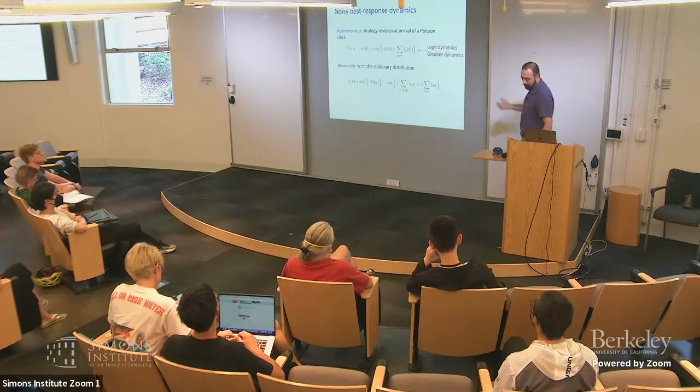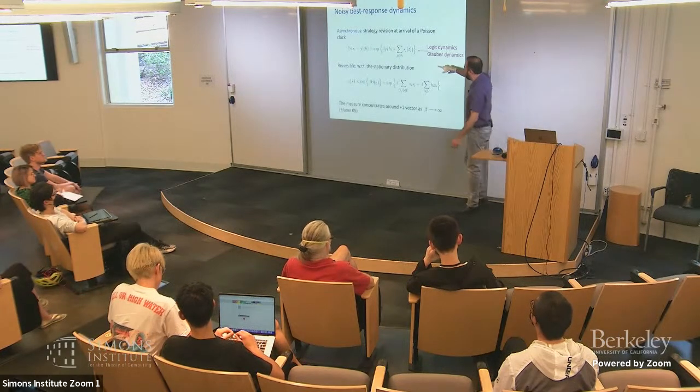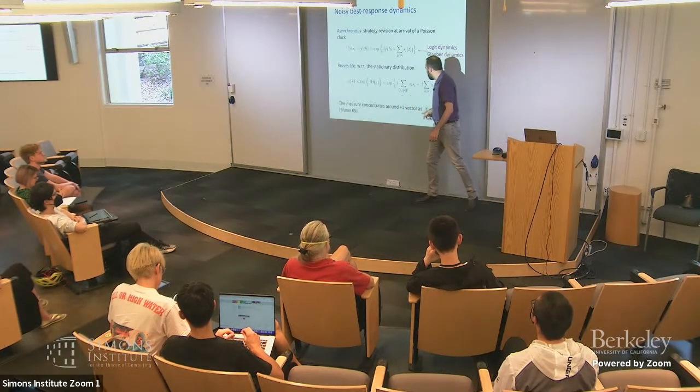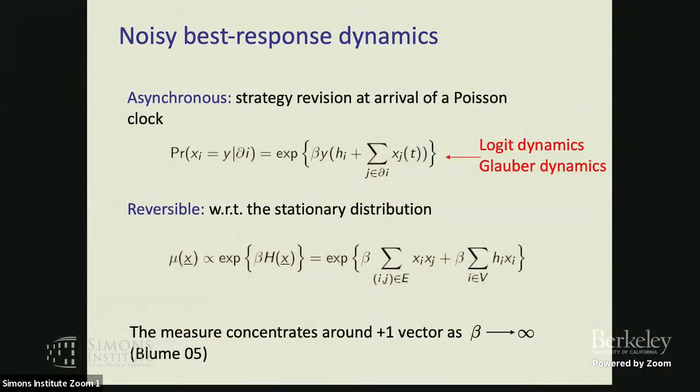Now, by the way, it's not hard to see that this measure concentrates around the +1 vector as beta goes to infinity. Because when beta goes to infinity, as I said, the measure concentrates around the superior technology. Everybody will be taking the action +1.